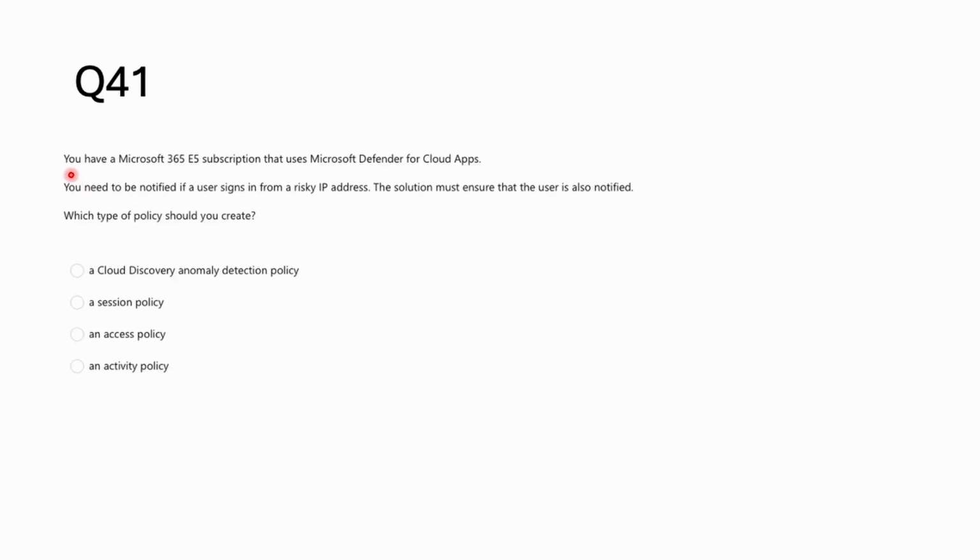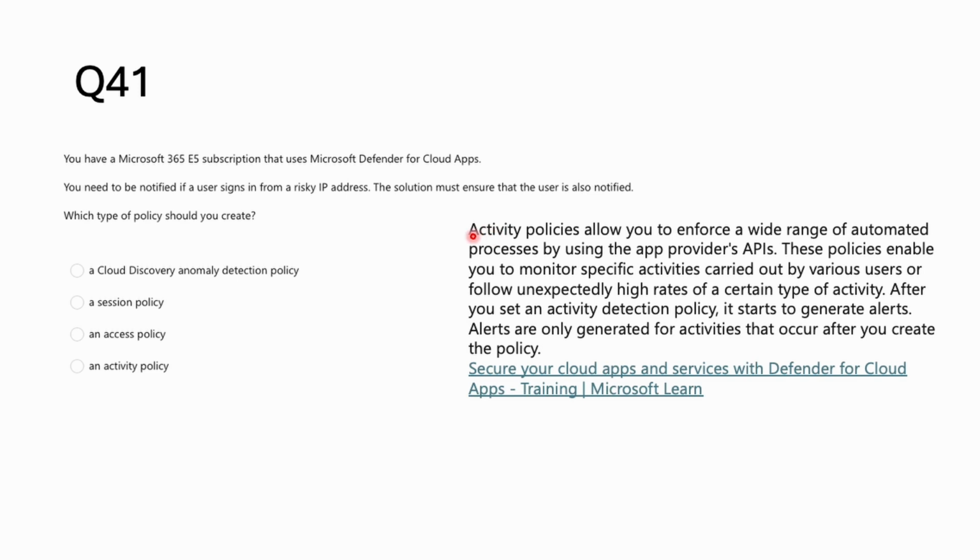Okay, so the next one is you have a Microsoft 365 E5 subscription that uses Microsoft Defender for Cloud Apps. You need to be notified if a user signs in from a risky IP address, and the solution must ensure the user is also notified. Which type of policy should you create? A cloud discovery, anomaly detection, a session policy, access policy, or an activity policy? So can you see the activity policy, because that is something related to the user activity and it should get notified to the admin and user. So we need to create one activity policy from the cloud apps where we can notify the respective team members.